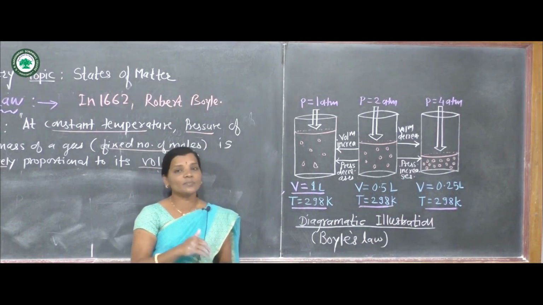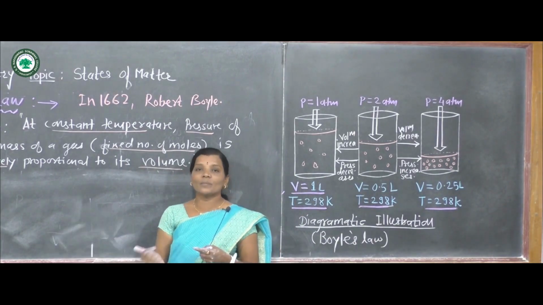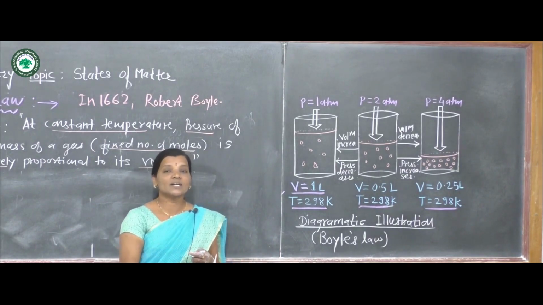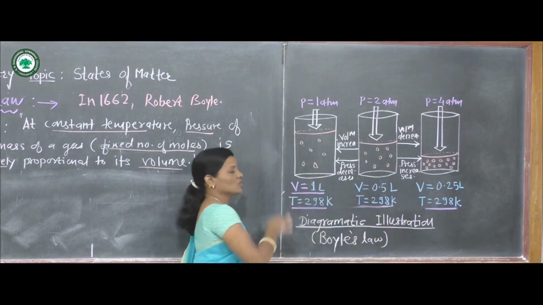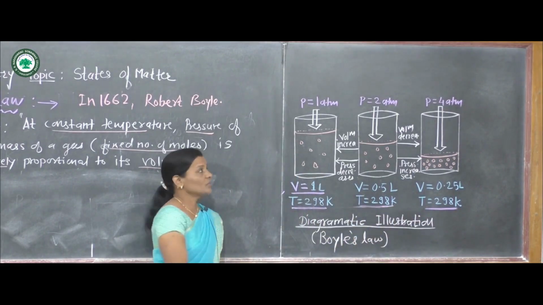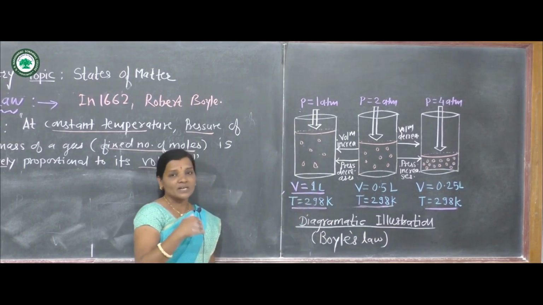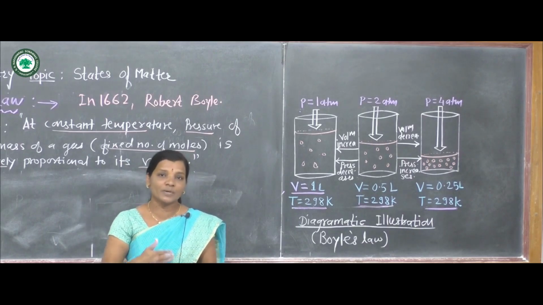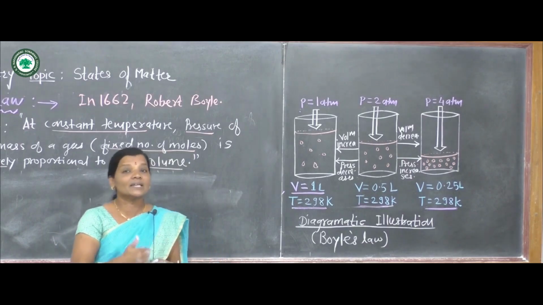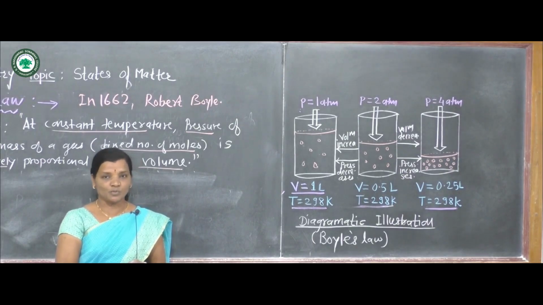They are inversely proportional to each other, and that proportion is what? P proportional to 1 by V at constant temperature. Here in all this system, temperature of the system is constant, that is 298 Kelvin. But with respect to that pressure increase and decrease, volume of the system decreases with respect to the pressure. When pressure increases, volume decreases, and when pressure decreases, volume increases. And this is proved by Robert Boyle in 1662.